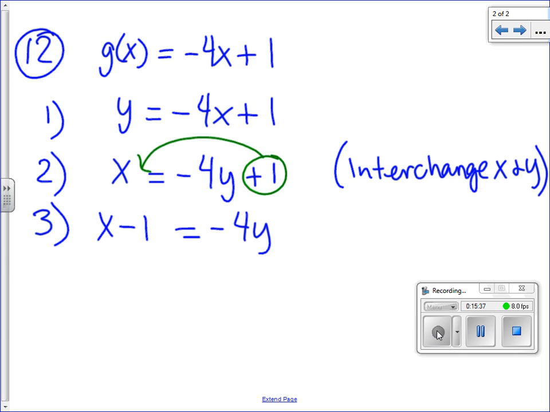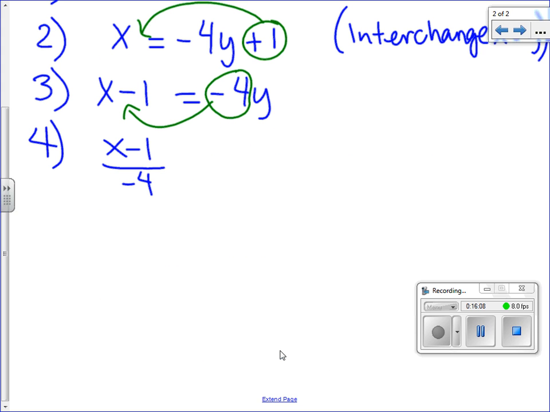Now from here, what is this negative 4 doing to the y? There's no sign in between them. Multiplying. So if I take this across, what is it going to do? Divide, because division is the inverse operation of multiplication. So that will be x minus 1 divided by negative 4. It's very important that we keep the sign of the denominator, which is negative. So divided by negative 4.